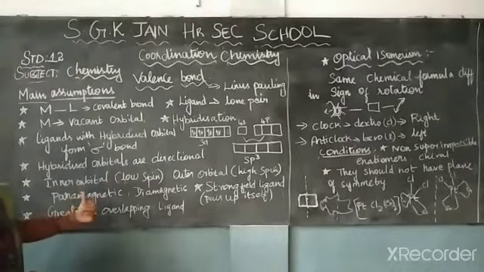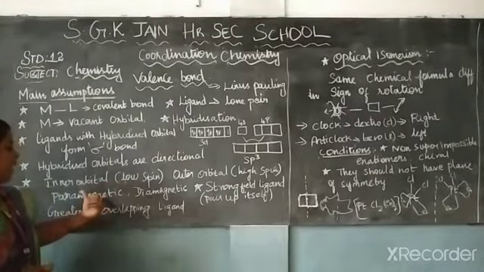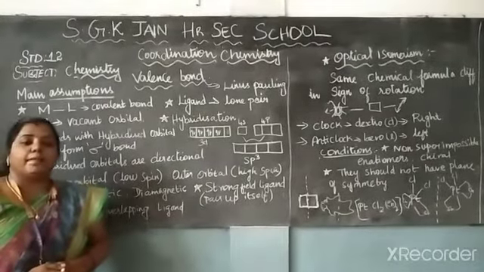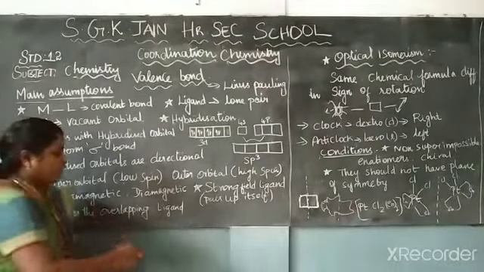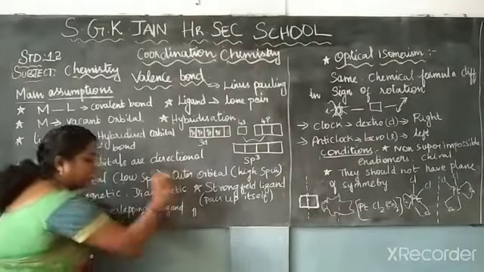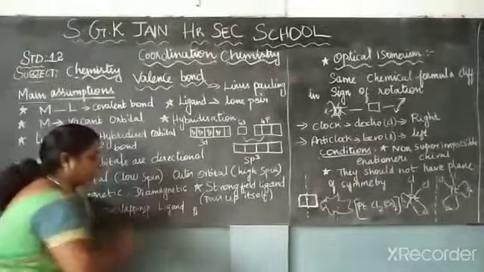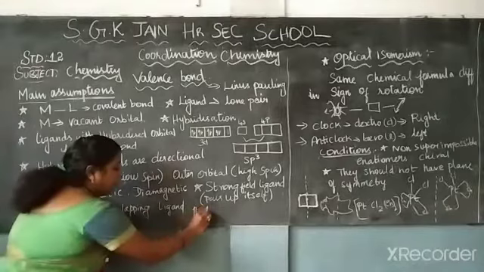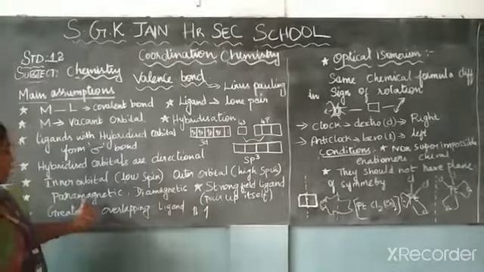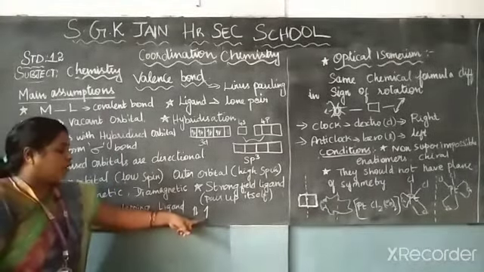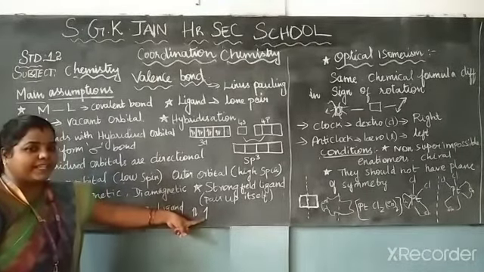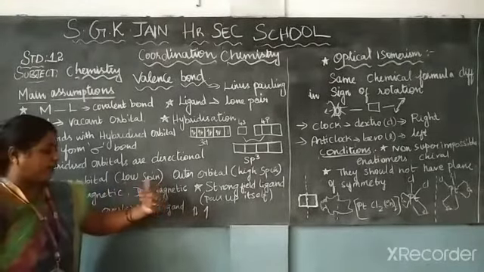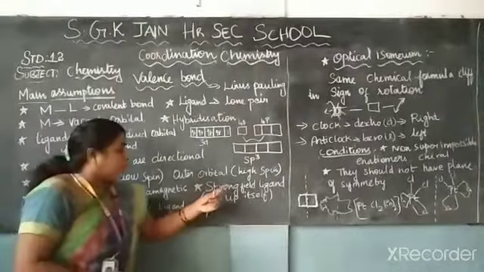And next one, the magnetic property: paramagnetism as well as diamagnetism. Paramagnetism and diamagnetism are based on the pairing of electrons. If it is completely paired, with no unpaired electrons, it is called diamagnetic in nature. If unpaired electrons are present, it is called paramagnetic. So based on the number of electrons and the pairing of electrons, we decide whether the compound is paramagnetic or diamagnetic.